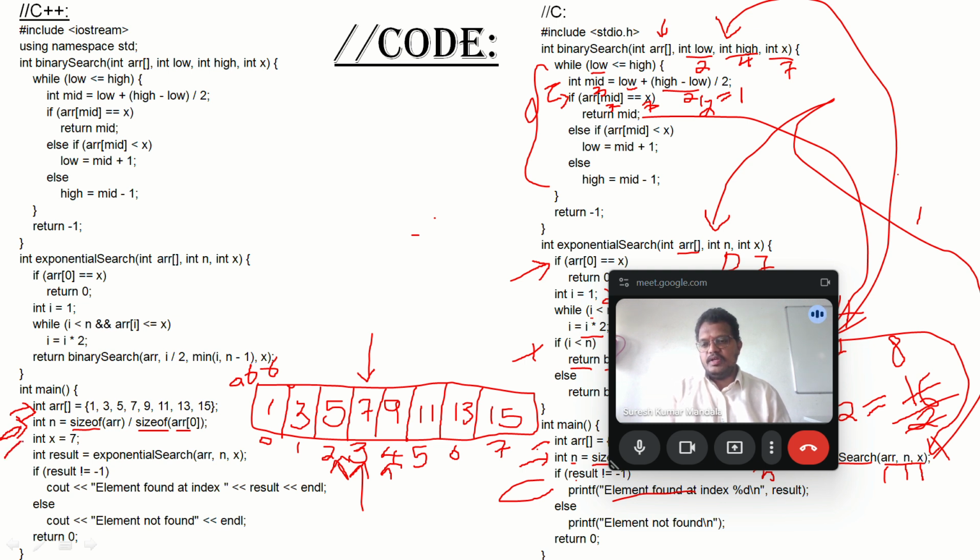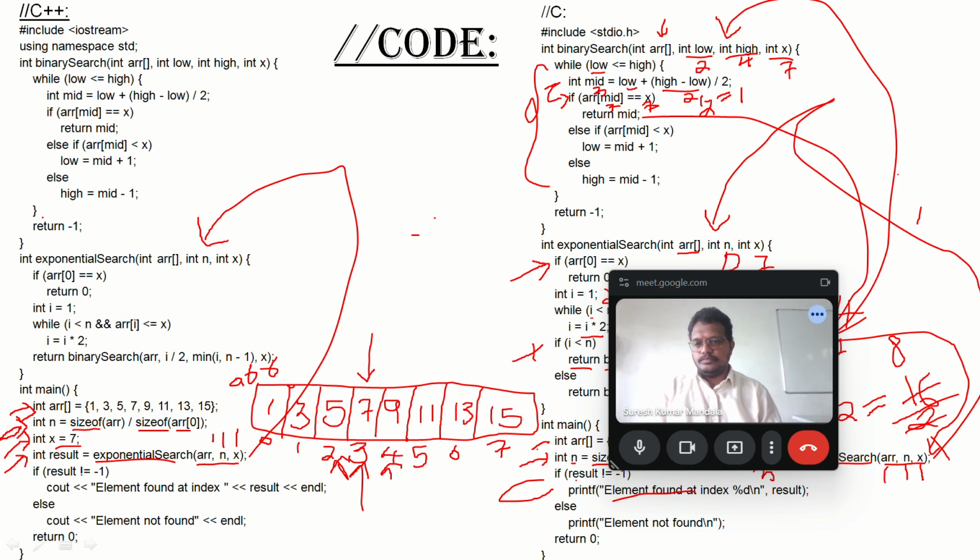The next variable we have is the x variable. The x variable is the target variable, x equal to 7. Then we have the result variable, which calls exponential search. Within that exponential search function call, we are passing 3 parameters: the total array values, the number of elements, and the target variable. From here, control will jump to this function.